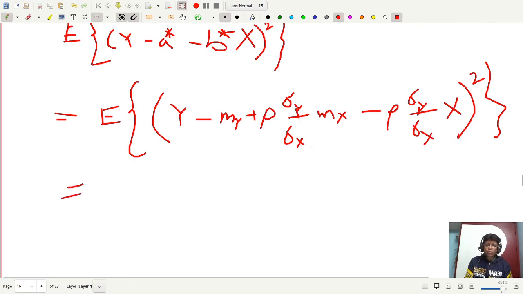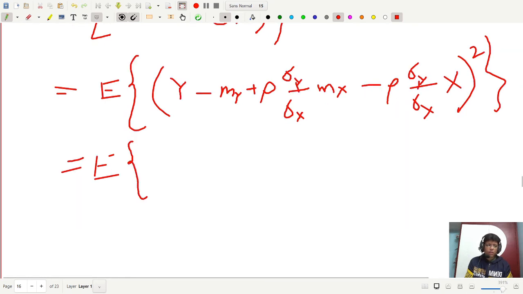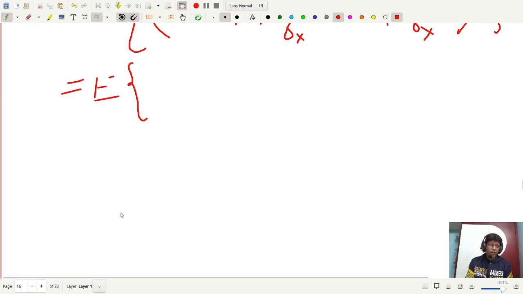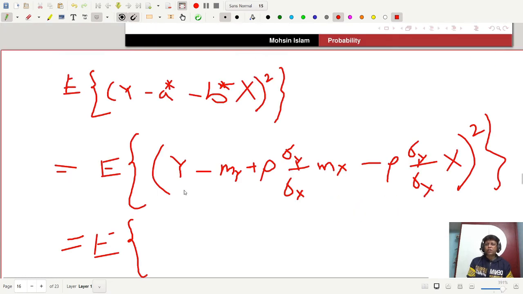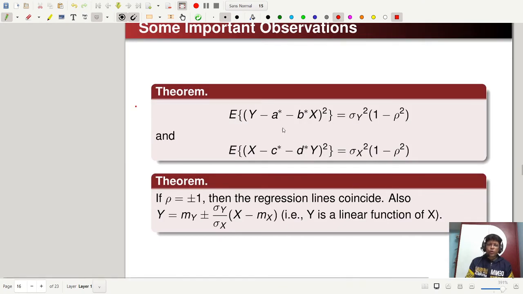Now you can write the expectation, use the regression coefficient, incorporate rho, and prove it using the covariance formula. What is the covariance formula? Covariance is rho sigma x sigma y. You can use this relation to prove the theorem. This is the hint for your proof. You can easily show that this is sigma y square into 1 minus rho square. Similarly, for the second one, expectation of x minus c star minus d star y, whole squared, is sigma x squared into 1 minus rho square.